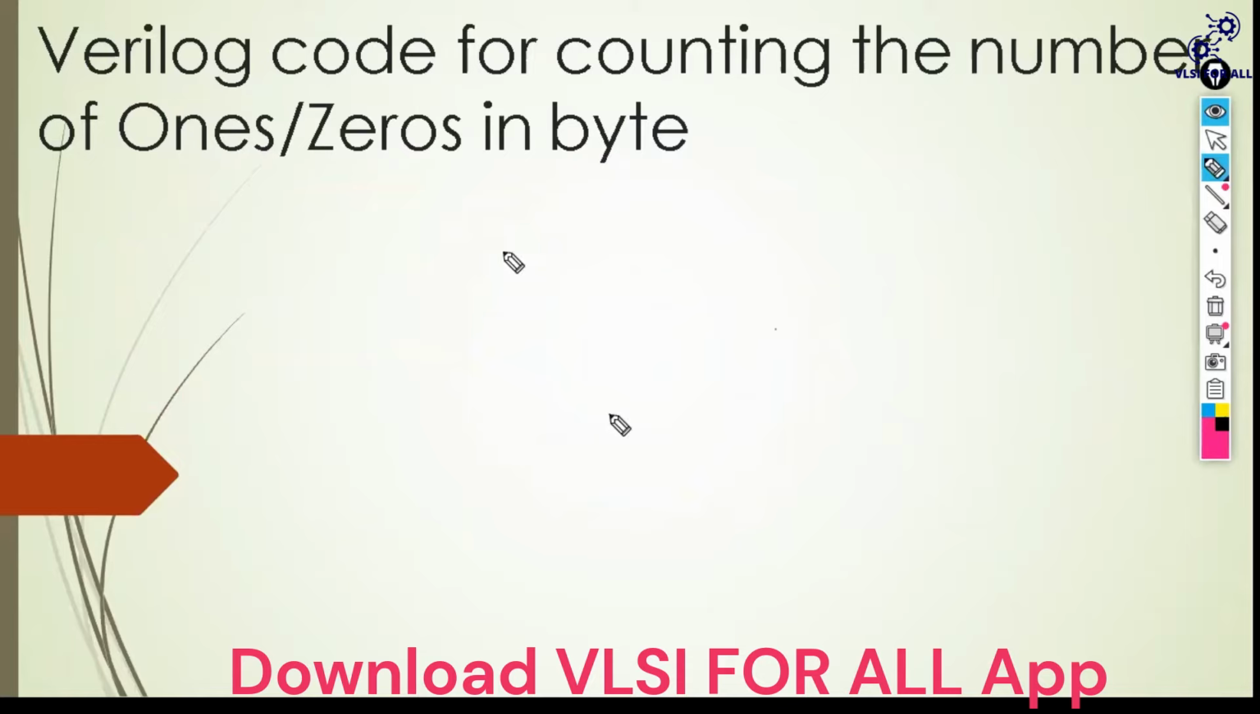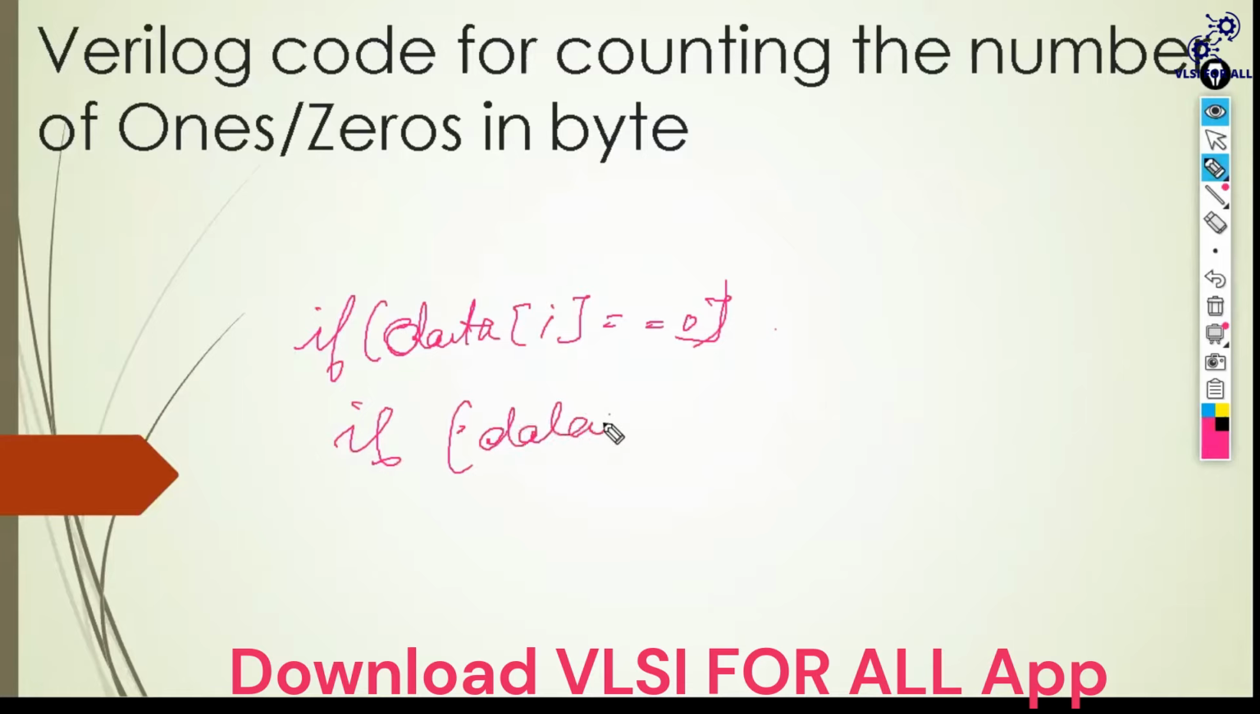So we have written this to count the number of ones. If it is 0, what should we need to do? Nothing. The only difference is in the condition: if you change it to not of data of i, then it will give the value of the number of zeros in a byte. Okay.